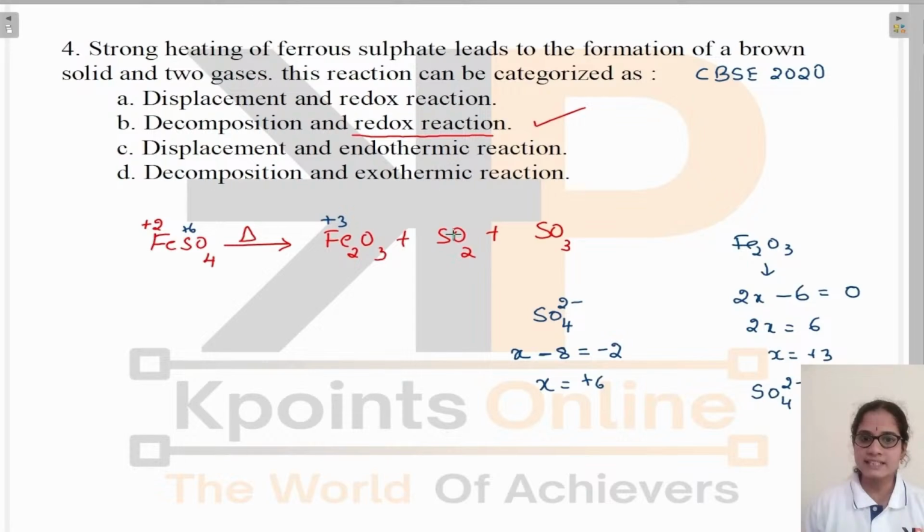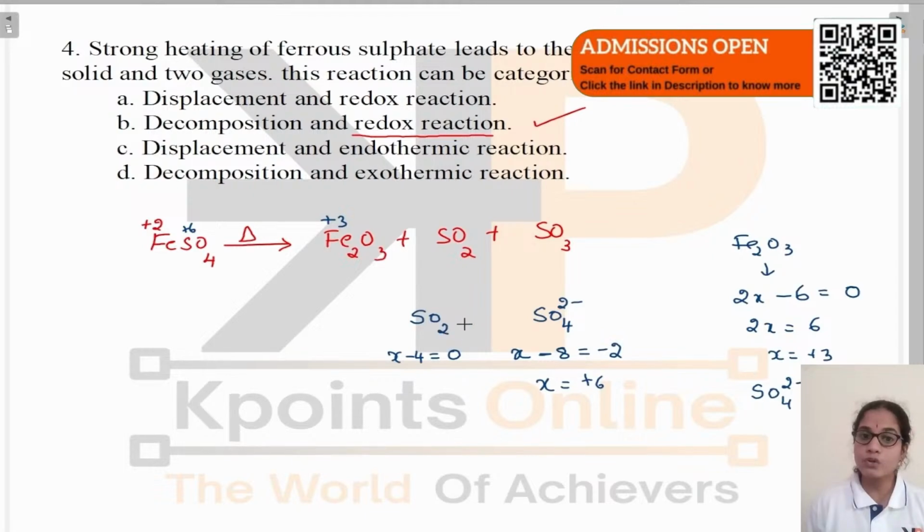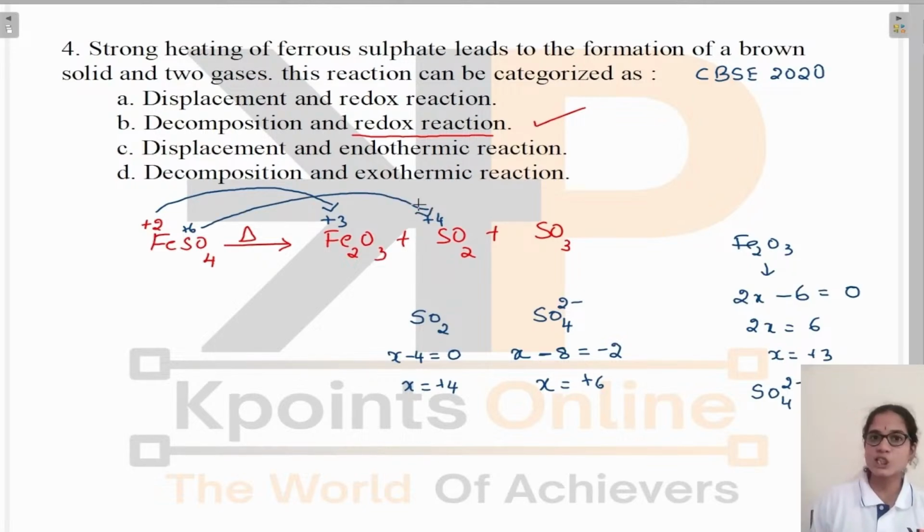Let us check the oxidation state in the product, that is SO2. X minus 4 is equal to 0, -4 because 2 into -2, charge of oxygen will be -2. X will be +4. Here the charge is +4. Now the oxidation state of iron has changed from +2 to +3 and sulfur has changed from +6 to +4. So there is loss and gain of electrons here. So it is also a redox reaction. The correct option will be decomposition and redox reaction. Yes, this is clear.